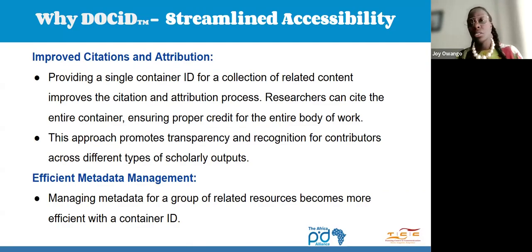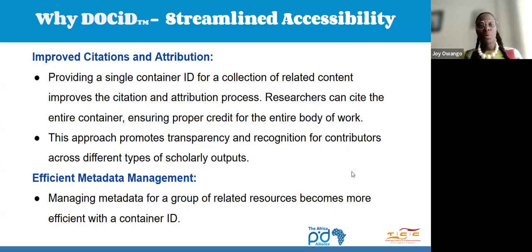Number one, you have improved citations and attribution. Providing a single container ID, a persistent identifier for a collection of related content, improves the citation and attribution process. Researchers can cite the entire container, ensuring proper credit for the entire body of work. So you don't end up citing just the research output. You end up citing the entire container, and everything that was involved in that entire process is also recognized as well, both primary and gray literature. This approach promotes transparency and recognition for contributors across different types of scholarly outputs.